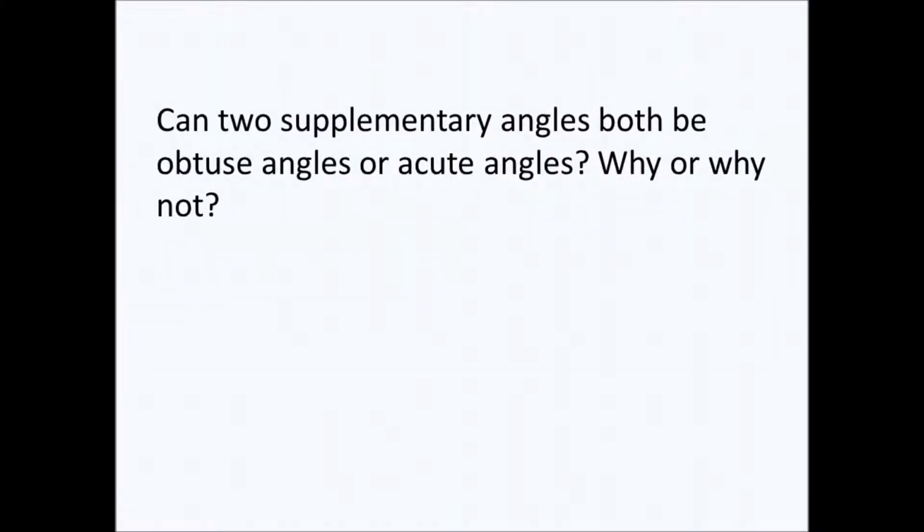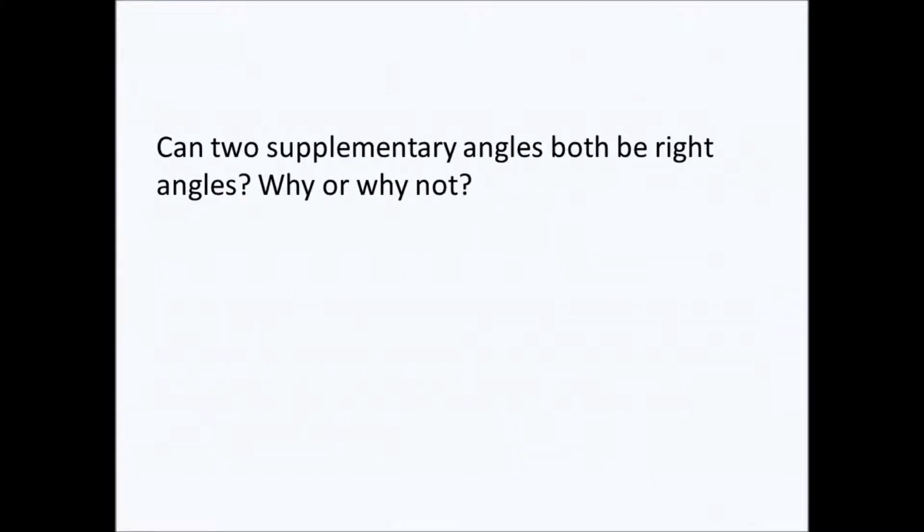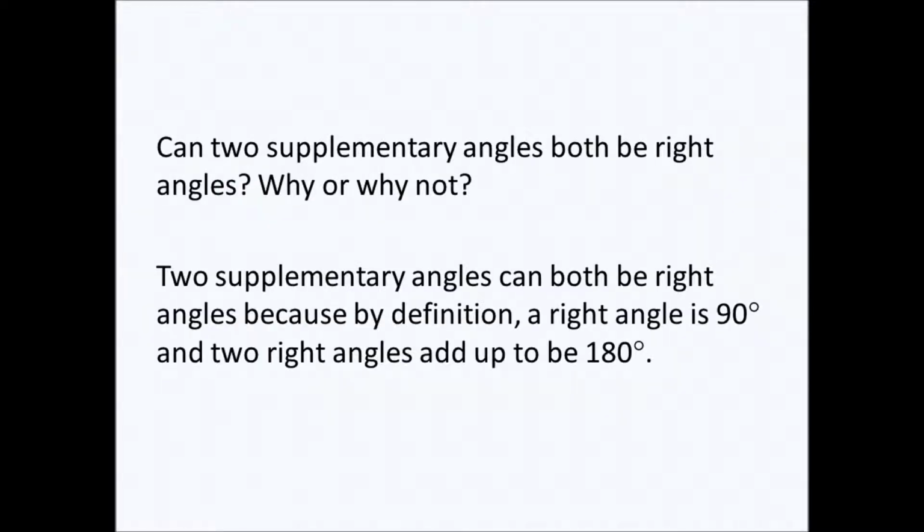Can two supplementary angles both be obtuse angles or acute angles? Why or why not? Two supplementary angles cannot both be obtuse or acute because their sum would be either greater than 180 degrees or less than 180 degrees respectively. Can two supplementary angles both be right angles? Why or why not? Two supplementary angles can both be right angles because by definition a right angle is 90 degrees and two right angles add up to be 180 degrees.